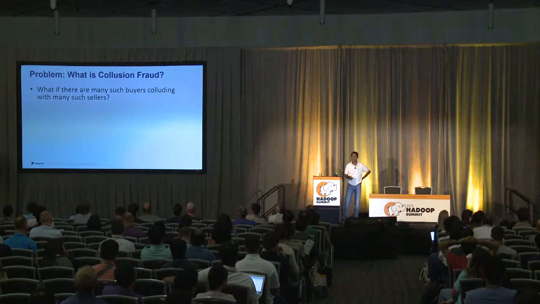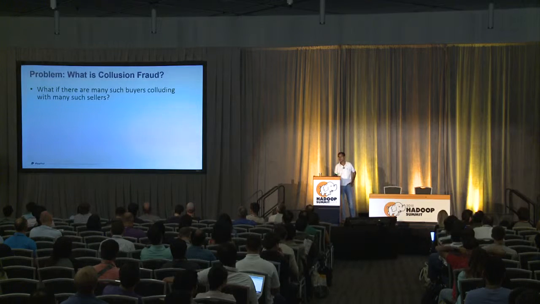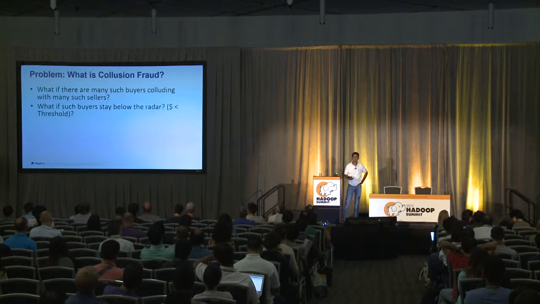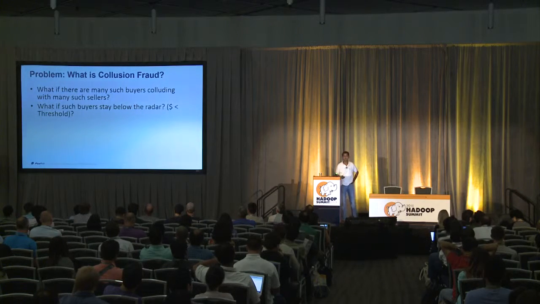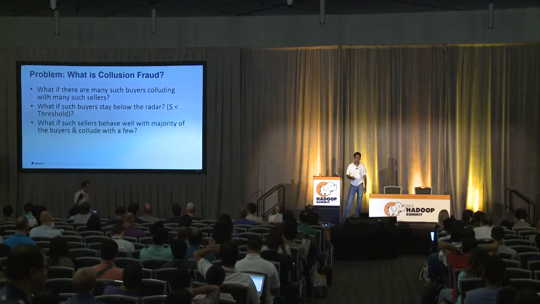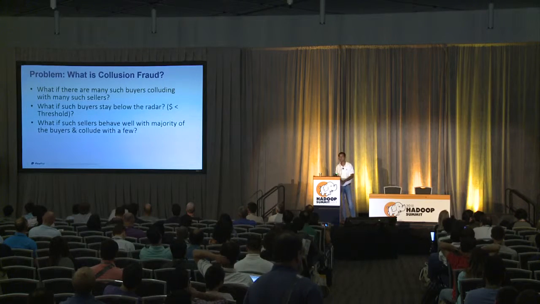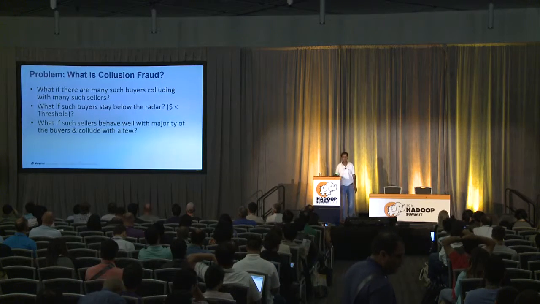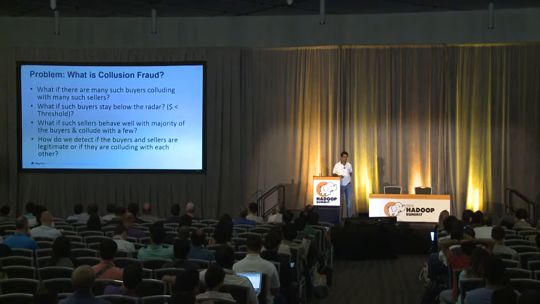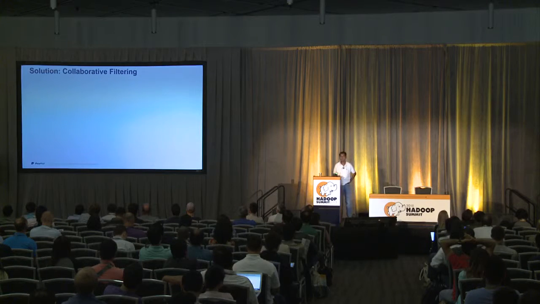So what if there are many such buyers and many such sellers colluding with each other, resulting in a significant loss to PayPal? What if such buyers and sellers stay below the radar to avoid being caught by our other detection systems? What if such sellers behave well with the majority of the buyers and collude with very few? How do we detect if the buyers and sellers are legitimate or if they are colluding with each other? One possible solution to handle that is using collaborative filtering.